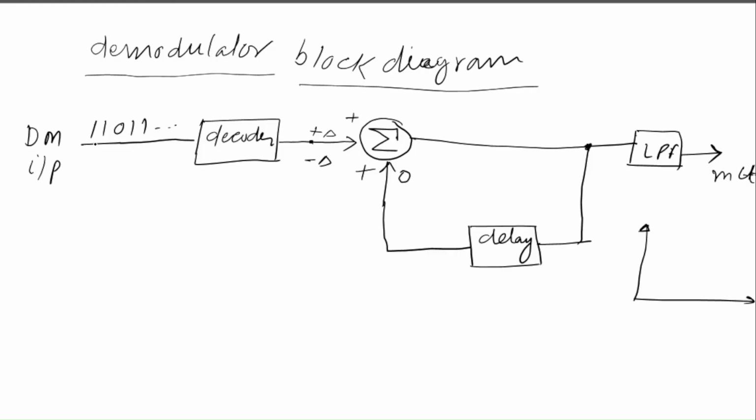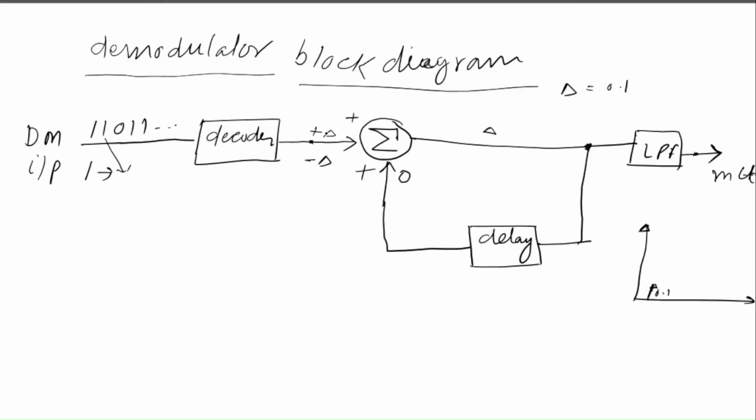So let us assume that here it is 1. That means for the 1 that we are transmitting, the decoder generates plus delta, and delta plus 0, here it is delta, and this delta we have already assumed equals 0.1. So passing through the low pass filter, it will give you 0.1. This is the sample, its value is 0.1.